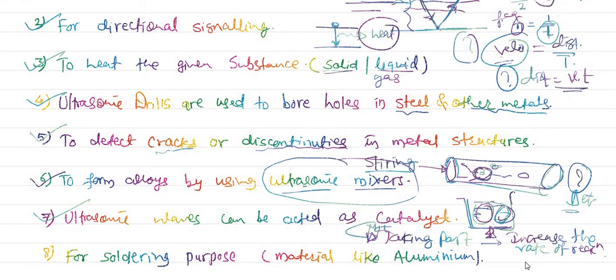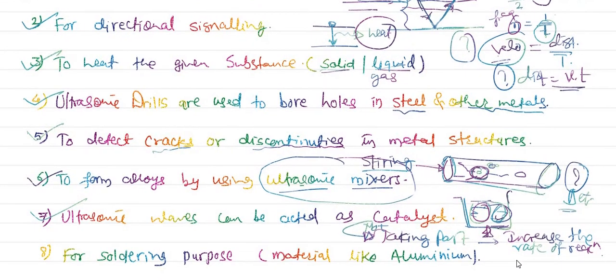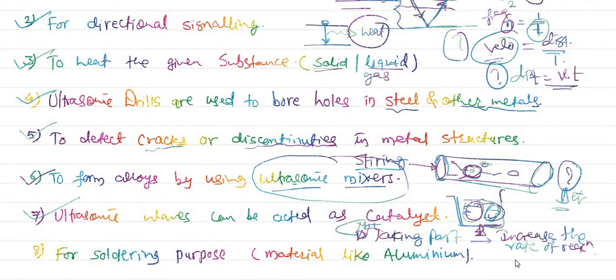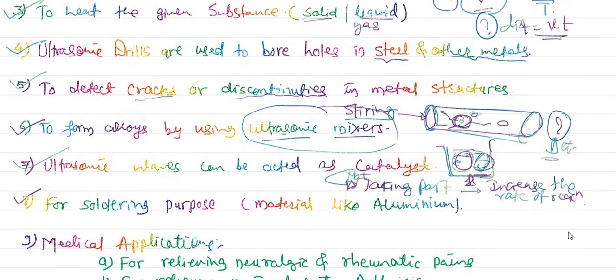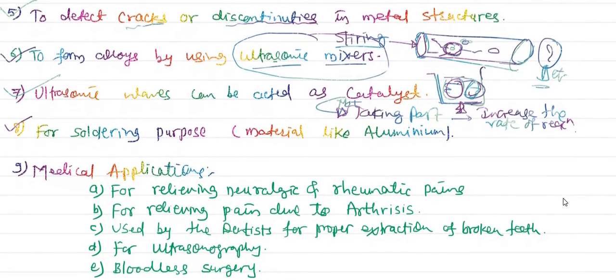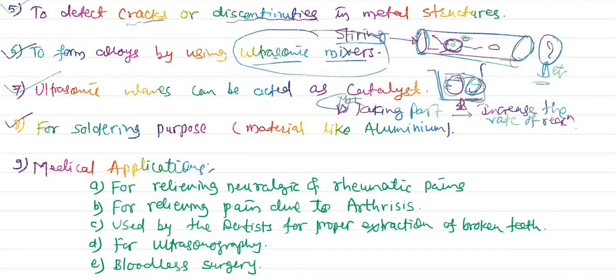Okay, next one, for soldering purposes. Some metals or substances like aluminium cannot be soldered by the normal soldering method. So for aluminium we need another soldering technique, and therefore we generally use ultrasonic soldering. So soldering is also one of the applications of ultrasonic waves. All are important, but this is more common to us.